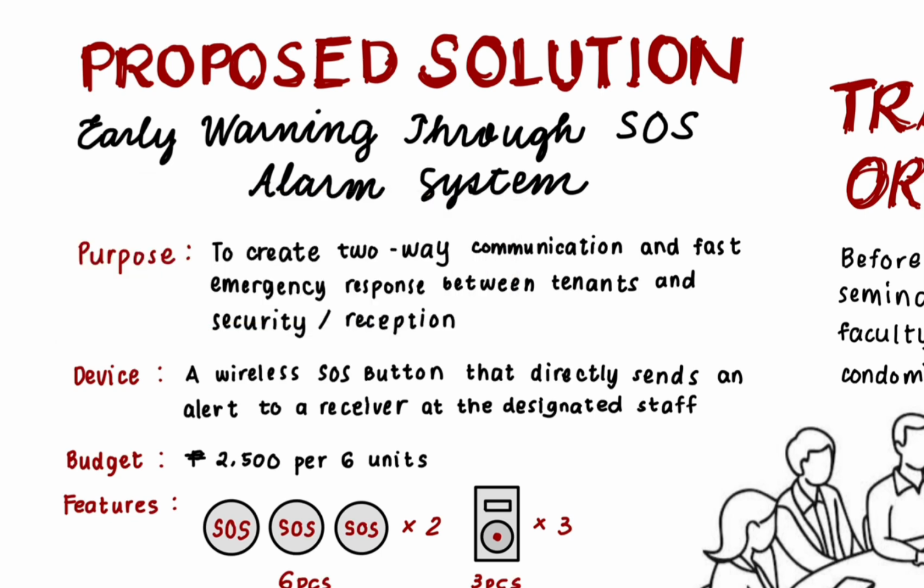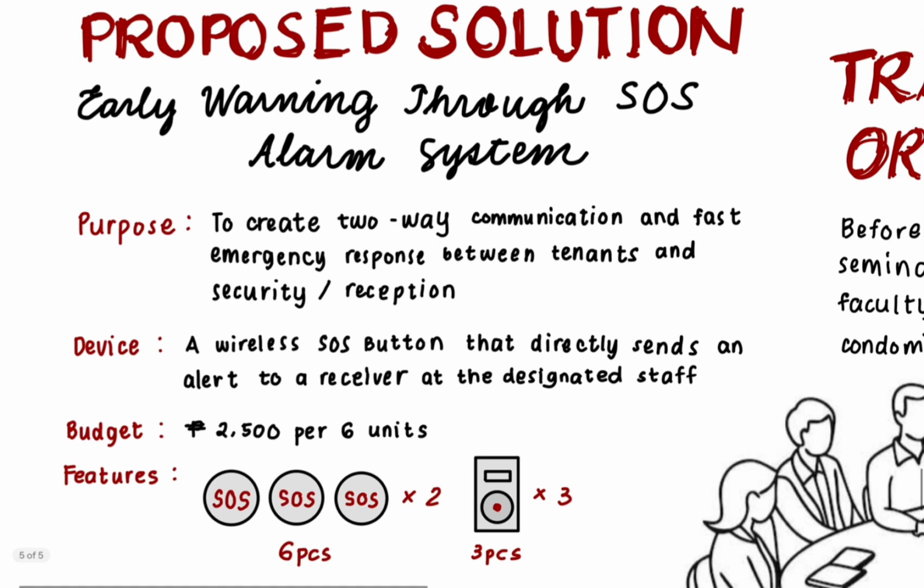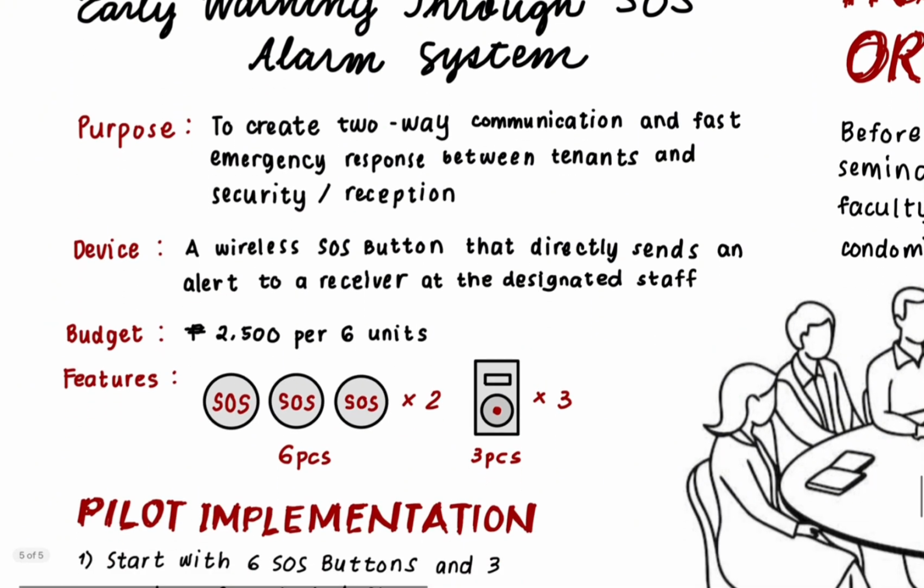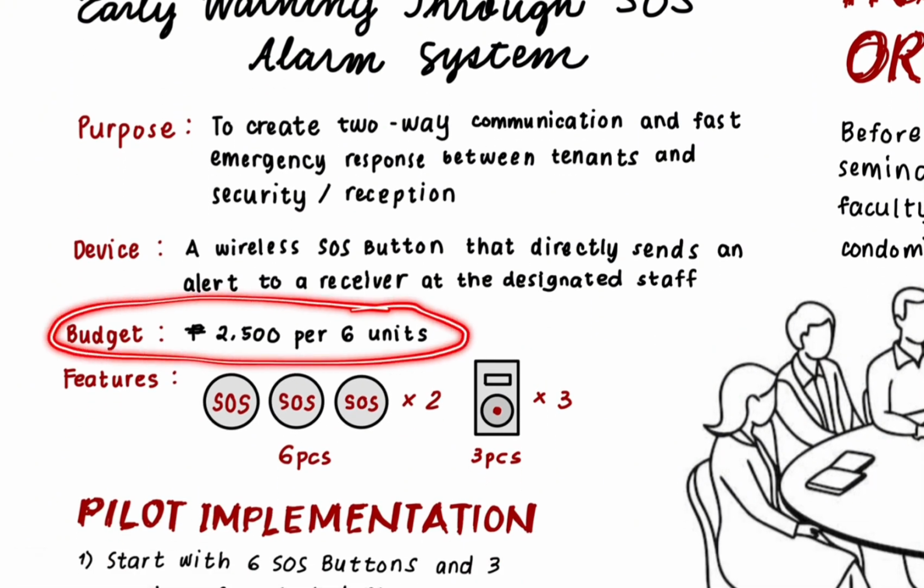So now, I introduce a proposed solution of mine, the early warning through SOS alarm system. This is created with regards to the problems identified before. So I wanted to introduce the purpose of this, and it is to create two-way communication and fast emergency response between the tenants and the security or the reception. And we'll have a device, and that device is a wireless SOS button that directly sends an alert to a receiver at the designated staff. So later, we'll discuss it further, and the budget is around 2,500 pesos per 6 units.